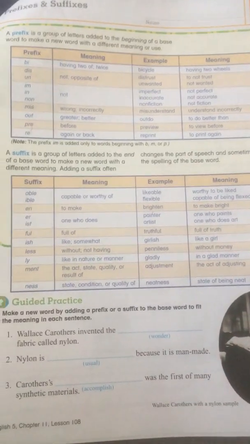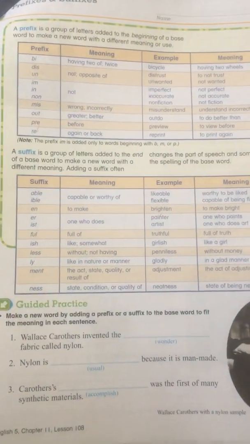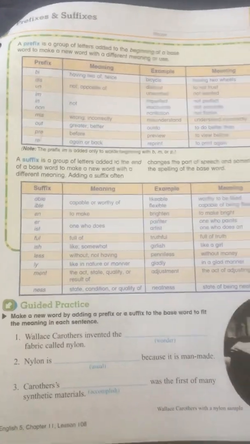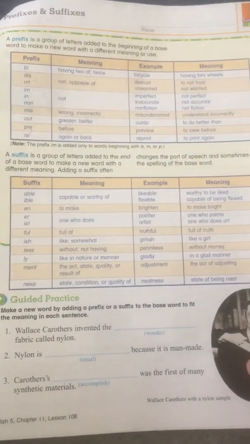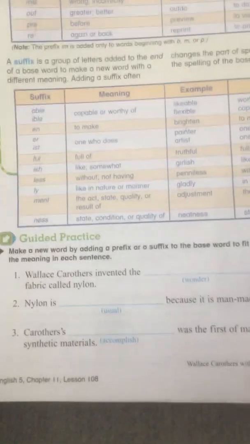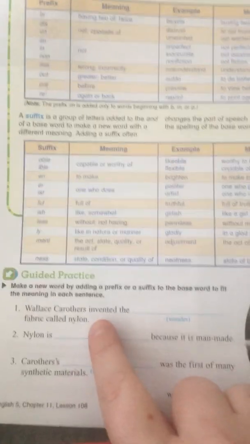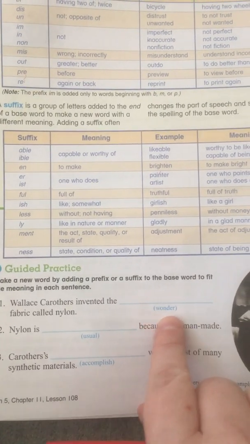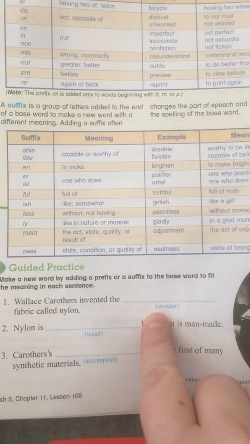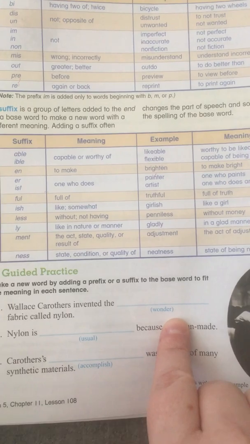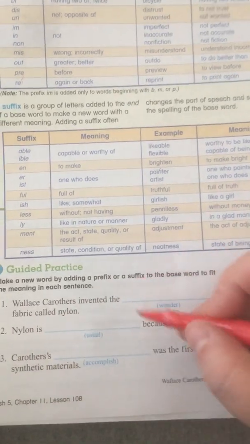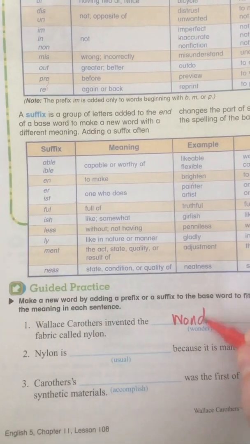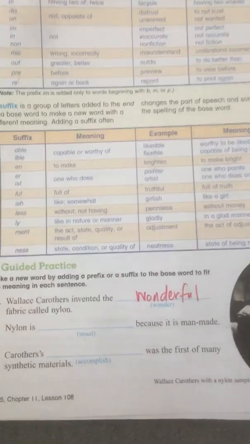So what you're going to do today is add, and these are examples that you can use, a prefix or a suffix to create a new word. Just make sure you read the sentence and it makes sense. So, for example, Wallace invented the wonder, blank, fabric called nylon. What would I add? Not at the beginning, that'd be really weird. It's a descriptive word. It is going to be wonderful. The wonderful fabric called nylon.